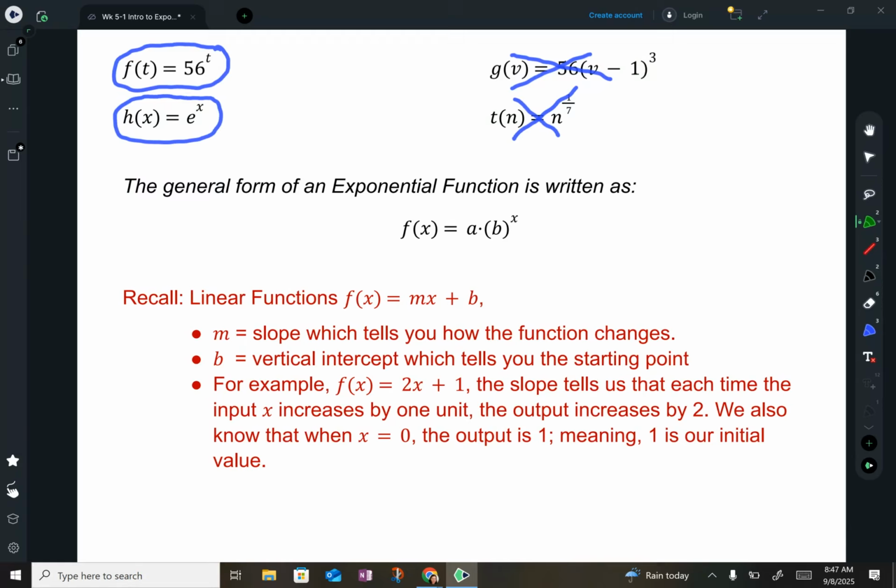For example, if we had a linear function, f of x equals 2x plus 1, the slope is 2, which means that it rises 2 for a run of 1, right? So every time the x increases by 1, the output increases by 2. And we also know that at time 0, when x was equal to 0, the output was 1. So that means 1 was our initial or our starting value. Just a quick reminder about linear functions.